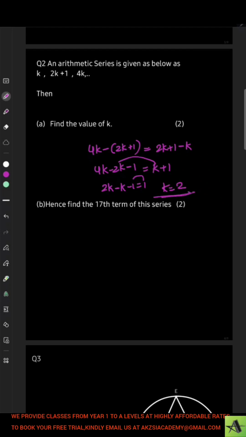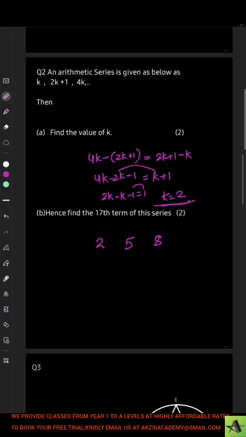Now hence find the 17th term of this series. So substitute k first of all to understand what exact arithmetic sequence this is. So k is 2, this will be 5, and this will be 8. So the common difference I can clearly see is 3 every time. So this is also known as a linear sequence.